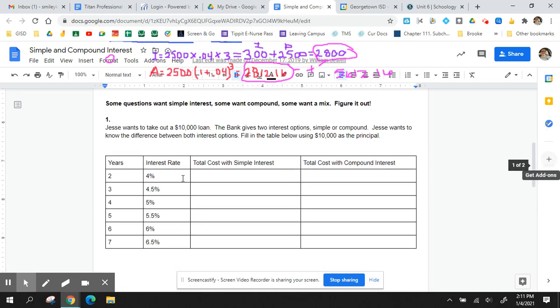So if you want some more problems, here is a table that you could simply work and practice. The key parts of this table, it says that he wants to take out a $10,000 loan. And it even tells you that's what's going to be your principal. So that is your P. Now, if you notice here, it says total cost with simple interest, and then just your total cost. So remember, this is going to be your P times R times T, and then you're going to add your P back again because you want total cost. And then this one, remember, is just your simple equation, P parentheses 1 plus R raised to the T.